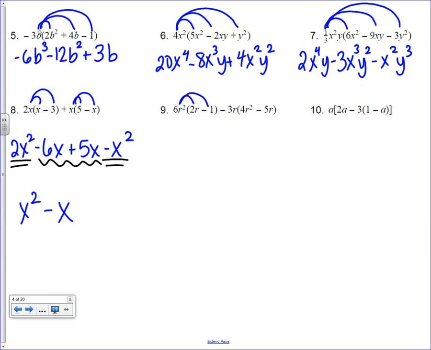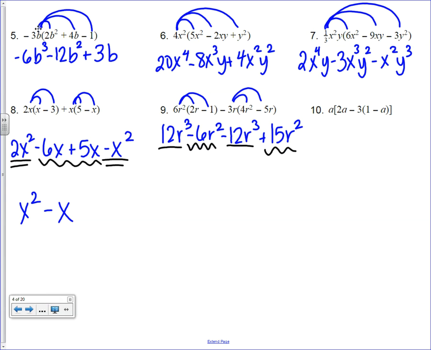Again, let's distribute twice in number 9. This will give me 12r to the 3rd minus 6r squared. This will give me minus 12r to the 3rd, and this will give me plus 15r squared. My r to the 3rds, oh, those cancel out. And then my r squareds, this will give me 9. And again, please notice I leave this as r squared. I don't add the r's and make it r to the 4th or subtract them or anything like that.